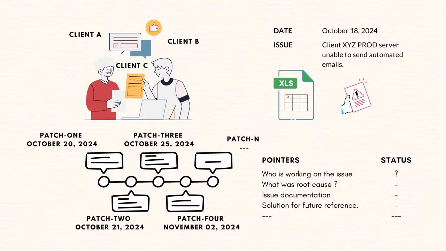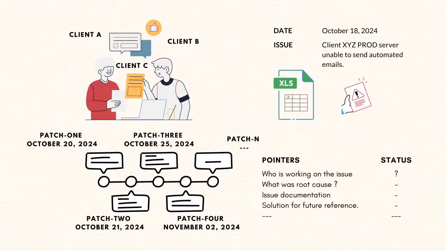For each client, separate Excel sheets are maintained. The issue occurrence date, resolution date, and the issue name: these three fields are maintained there, but no root cause, no documentation, and no solution for future reference is mentioned. Those are the key points. That's why I wanted to build this project.